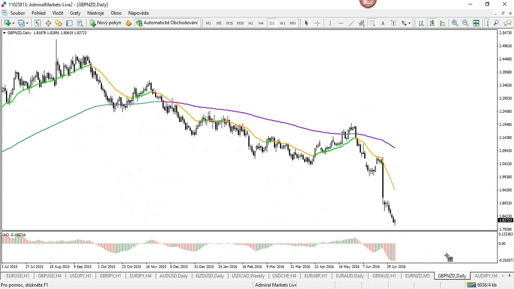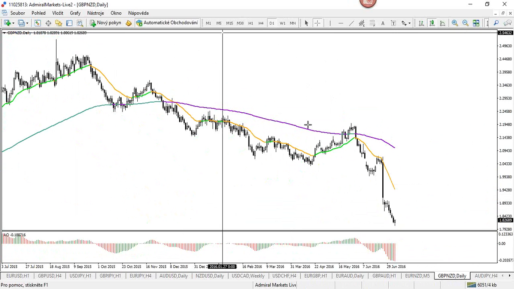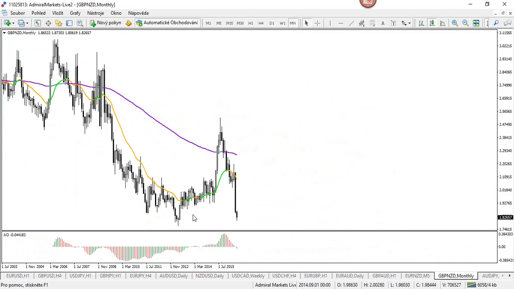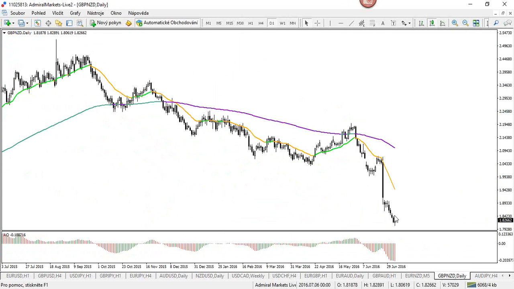Quite an impressive fall, since a year ago from 2.5 all the way down to 1.8, and back to the lows in 2012. So Pound New Zealand looks like it has a lot of space to fall, considering this recent momentum that we saw already before the Brexit, and then during the Brexit and after it as well.